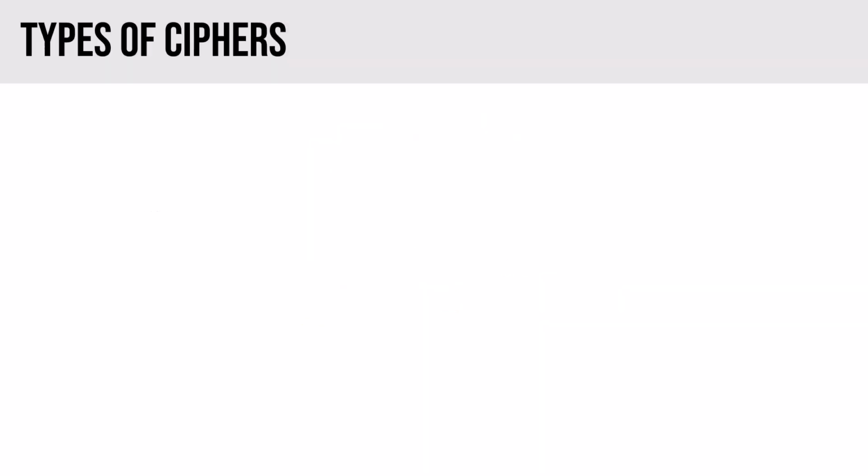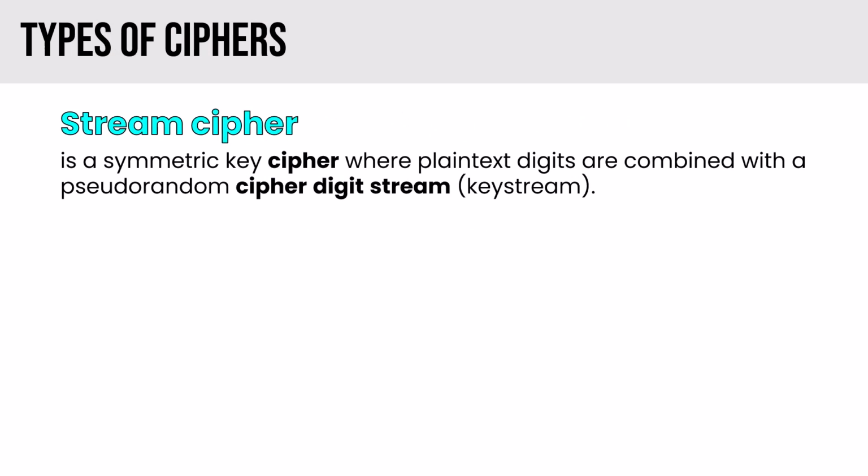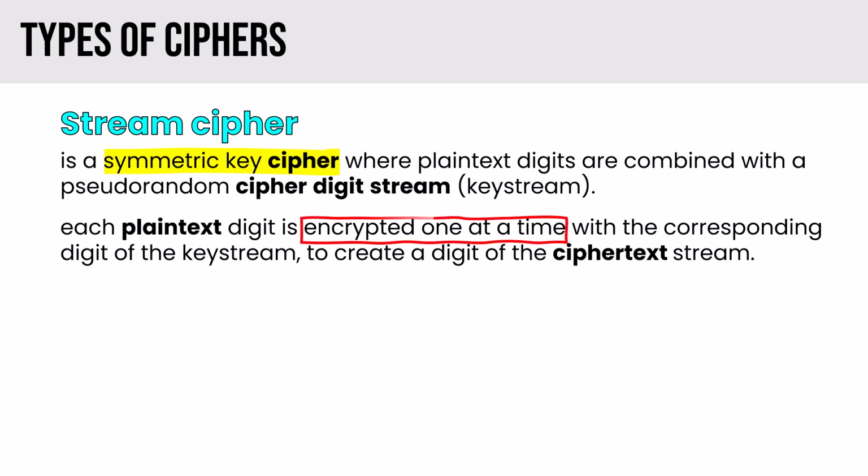A few cipher types you should be familiar with. First is the stream cipher, which is a symmetric key cipher, where plain text digits are combined with a pseudo-random cipher digit stream, also known as a key stream. It's basically a sequence of pseudo-random bits or digits, depending on the system, that's generated by a cryptographic algorithm using a secret key and some initialization vector. What you really need to remember is that each plain text digit is encrypted one at a time with the corresponding digit of the key stream to create a digit of the ciphertext, the encrypted data stream. So the plain text is unencrypted, the ciphertext is encrypted data.